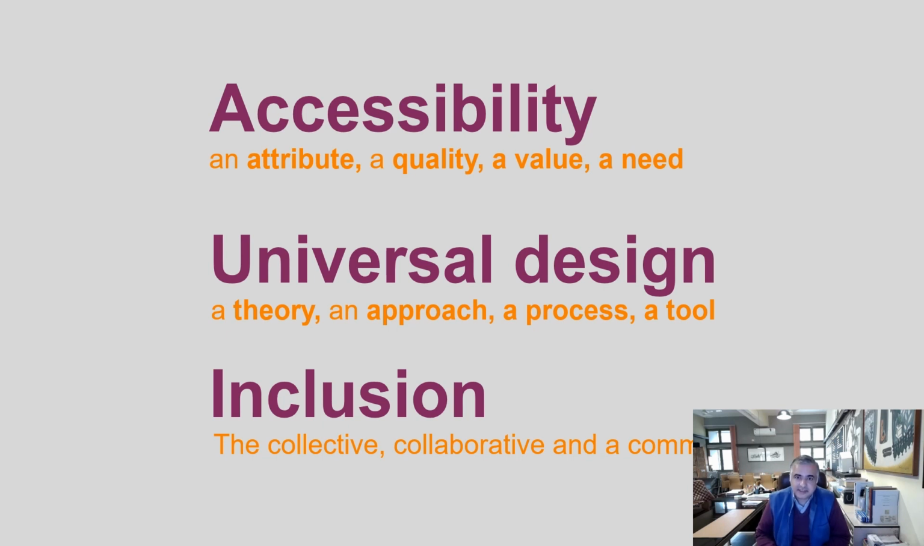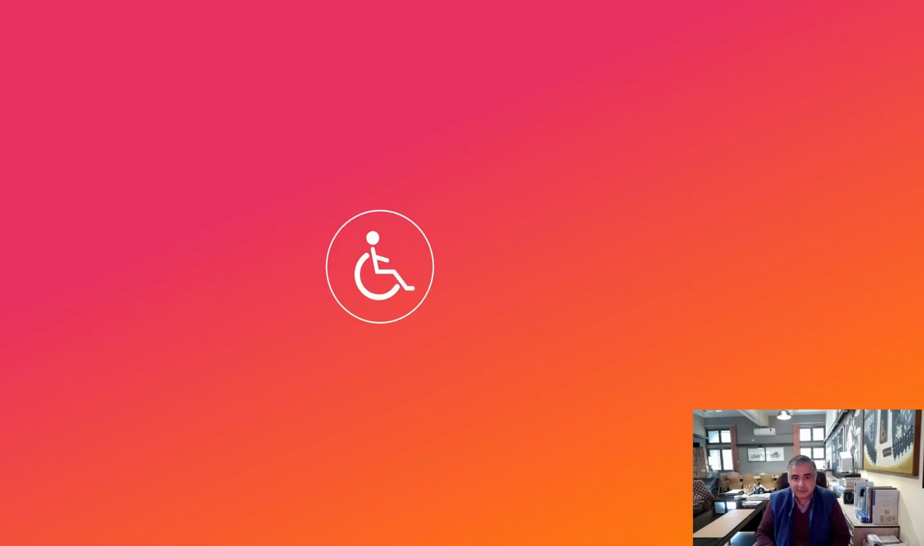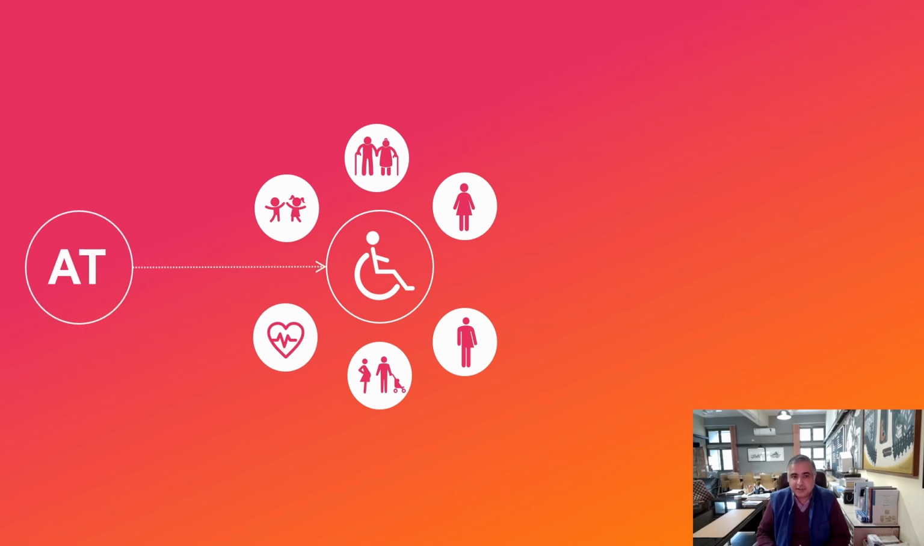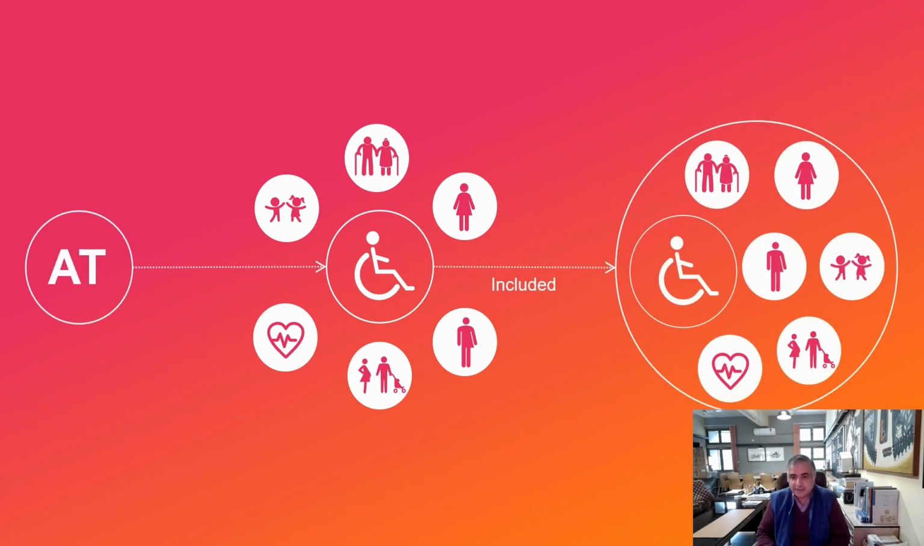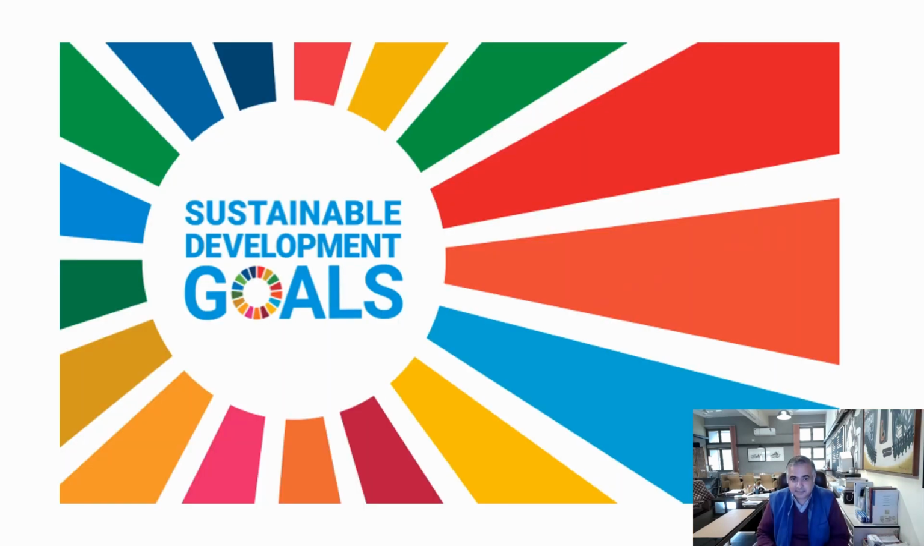We need to invest in accessibility as an attribute, as a value, with the approach of universal design as a process, such that inclusion as a dream, as a goal becomes possible. And we start looking at this push of assistive technology as one of those dimensions, such that every person with disability gets included into the same environment as they should have.